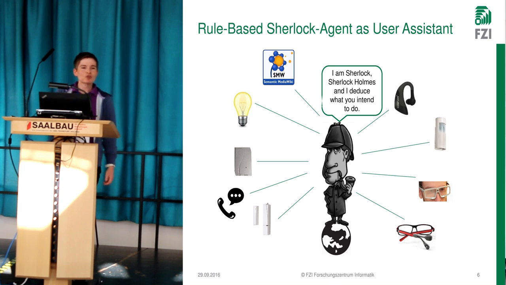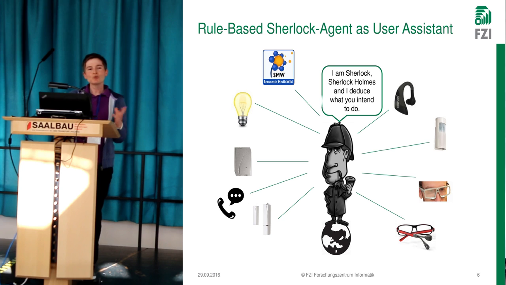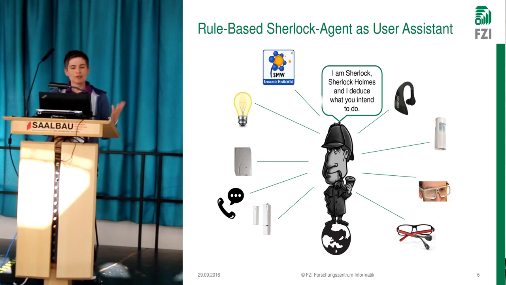Now I want to talk about the Sherlock agent. The Sherlock agent has the objective to infer the user intention in order to provide adequate services to the user. And how is this done? Well, our Sherlock agent consumes all thing descriptions which are provided by the Web of Things, and also gets its program, so its intelligence, from Semantic MediaWiki, and then can provide appropriate services.